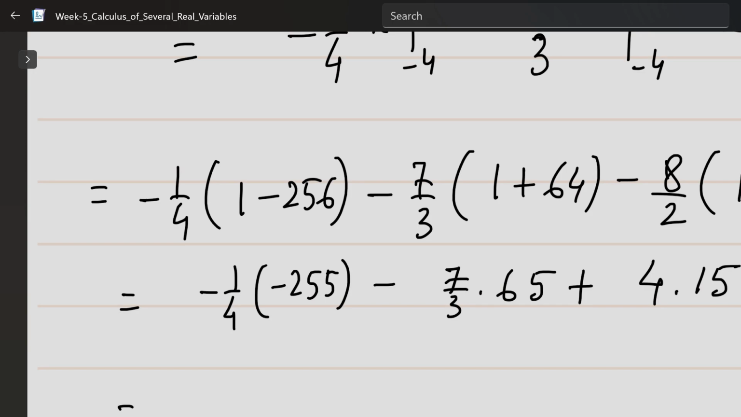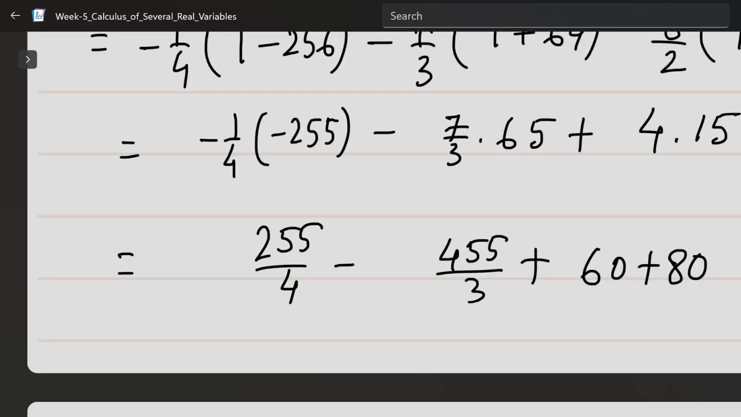So it is 255 by 4 minus 455 by 3 plus 60 plus 80. It's a heavy calculation. So it is 12 and it is 3, so it is 765 minus 455 into 4, so it is 1820 plus 140 into 12, 1680.